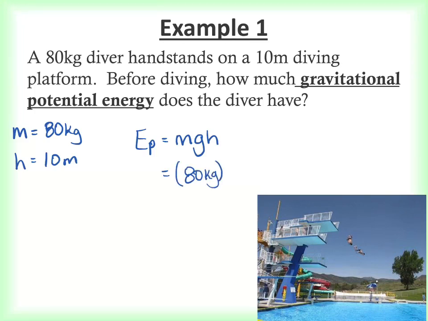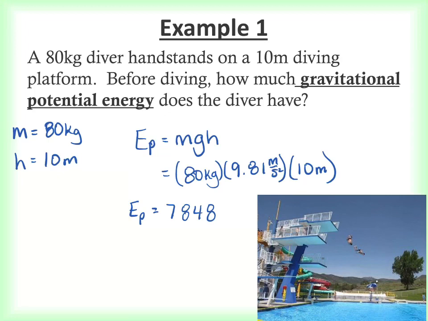So I have 80 kilograms times, remember, g is a constant, always the same as long as you're on Earth, 9.81 meters per second squared, times my height, 10 meters. Okay, so all you have to do is take 80, multiply it by 9.81, and then multiply that by 10. And if you do that, you get 7,848. What are my units for potential energy or any energy again? That would be joules.